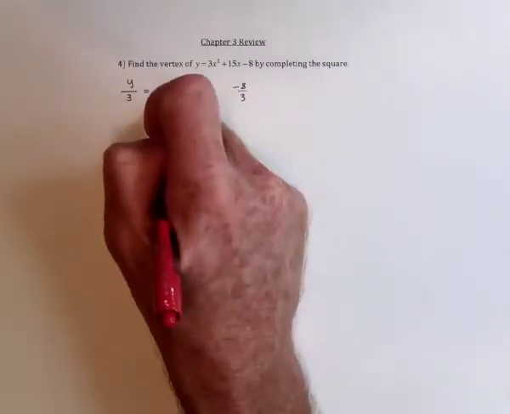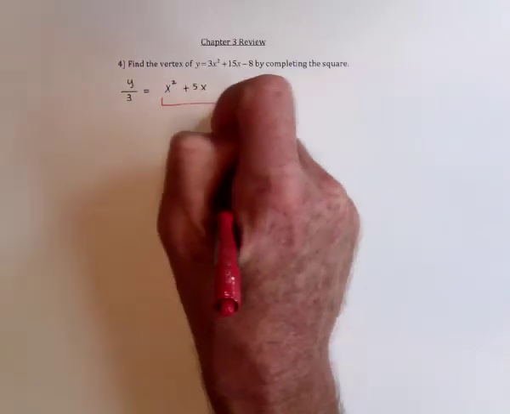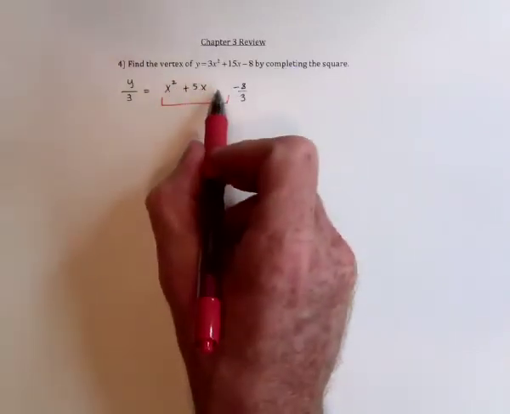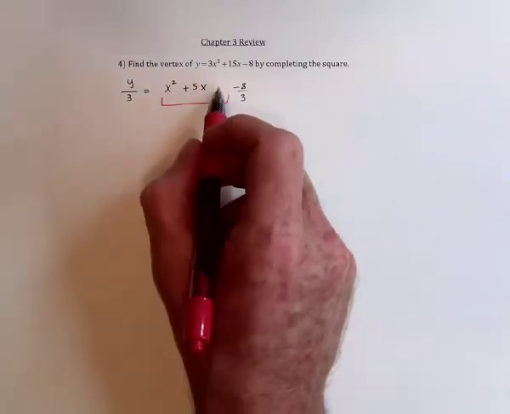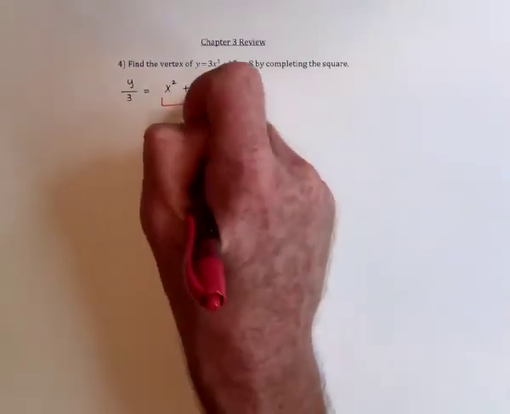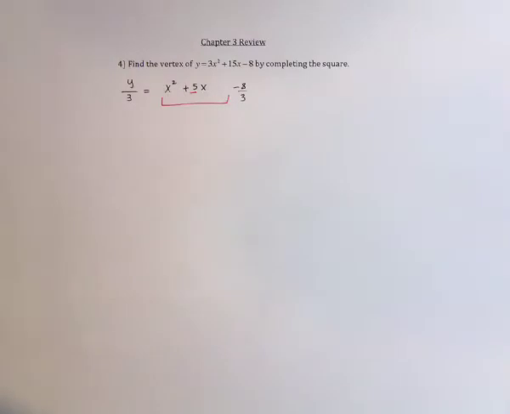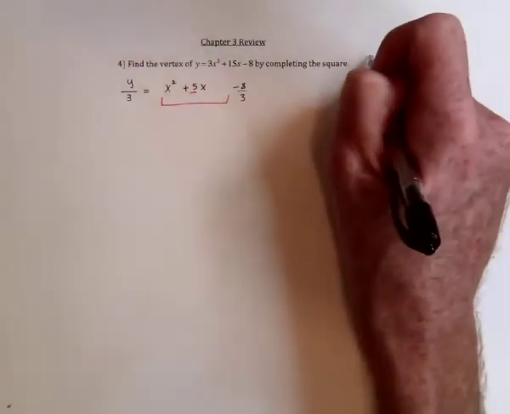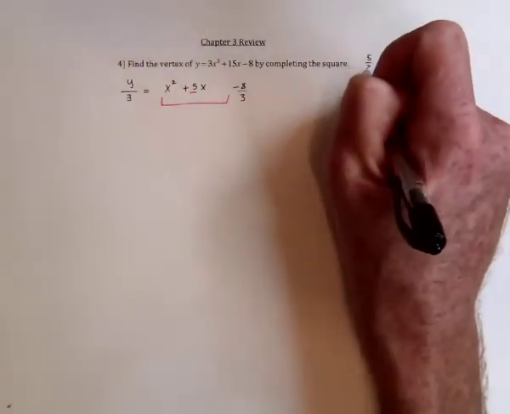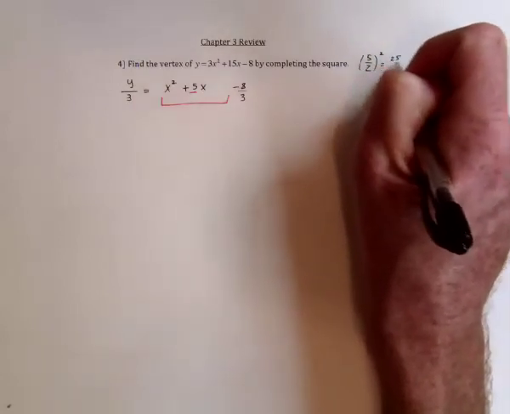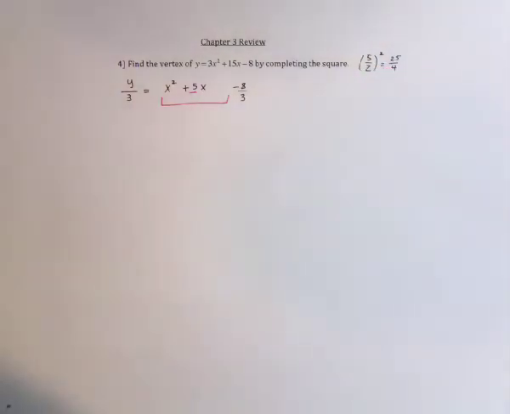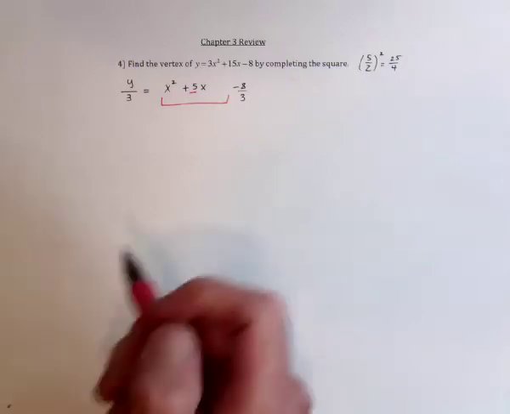Well, what we're going to be doing is taking this polynomial, once we figure out what number goes here, and factor it into a perfect square. But we need to figure out what number goes here. We'll take the b term, 5, over here on the side, cut it in half, and square it. So 25/4 is the number that needs to be in here.